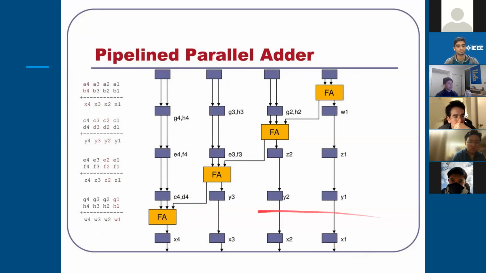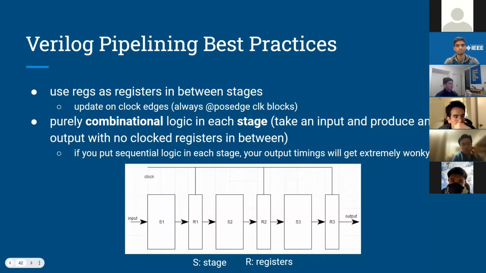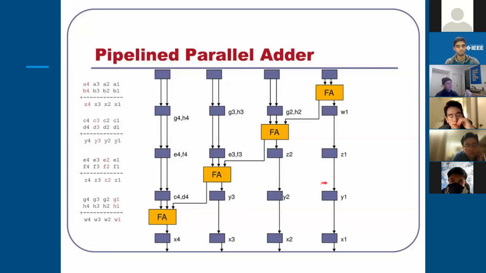So now we have the full answer for X. And what's awesome is that the next clock cycle, we get the answer for Y. And then the cycle after that, we get the answer for Z. And the cycle after that, we get the answer for W.